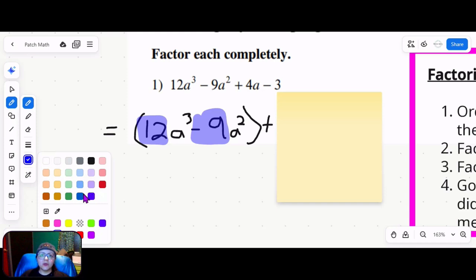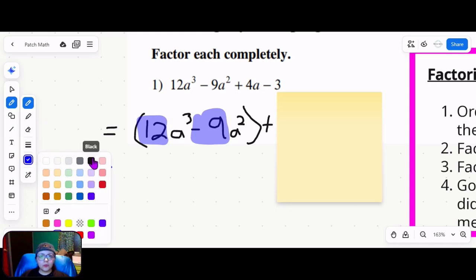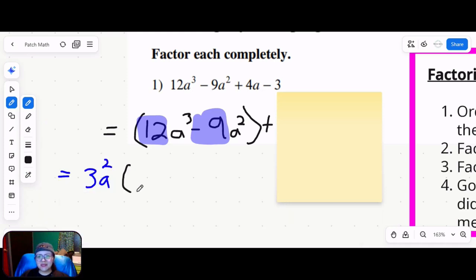In addition, we're going to look at the number of variables that we can factor out as well. This is a cubed. That's a times a times a. A squared is a times a. In other words, what is the max amount of a's that both terms share in common? Well, that's a squared. So we can factor that out front and divide that off from both of those terms. We will put what remains in our parentheses to the right of the 3a squared.